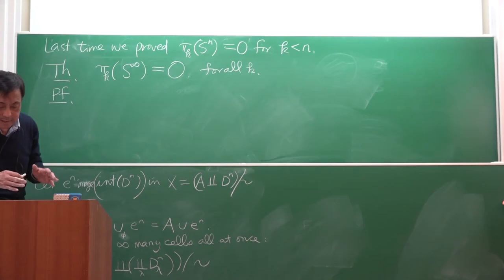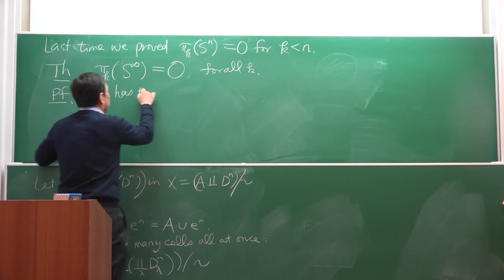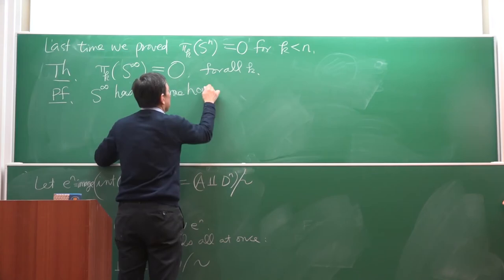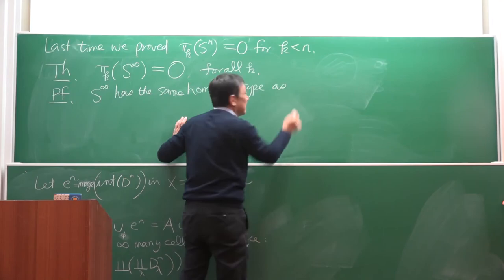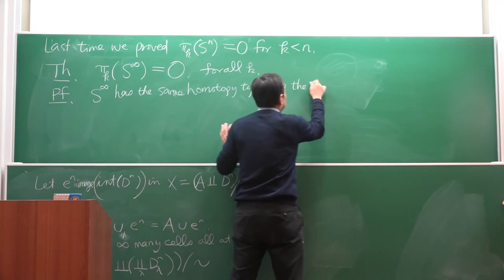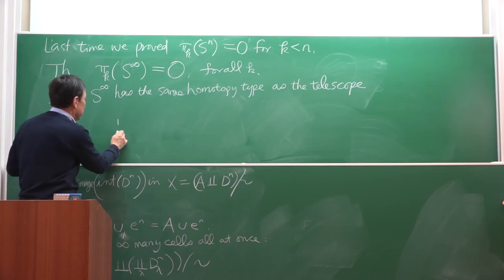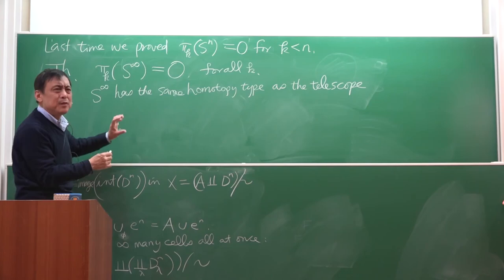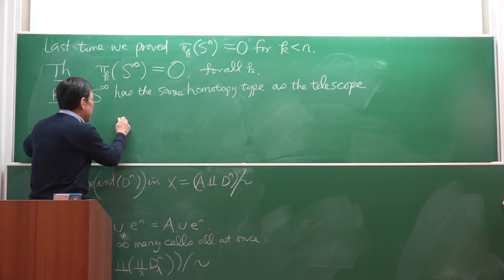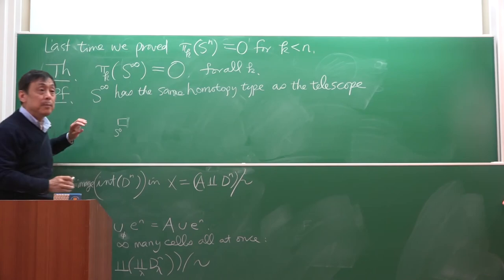You see, S infinity has the same homotopy type as this telescope. Okay, so I'm gonna represent this as S0. S0 is really 2 points, but I represent it as this little line segment. And I multiply it by a unit interval, okay? So I get this.